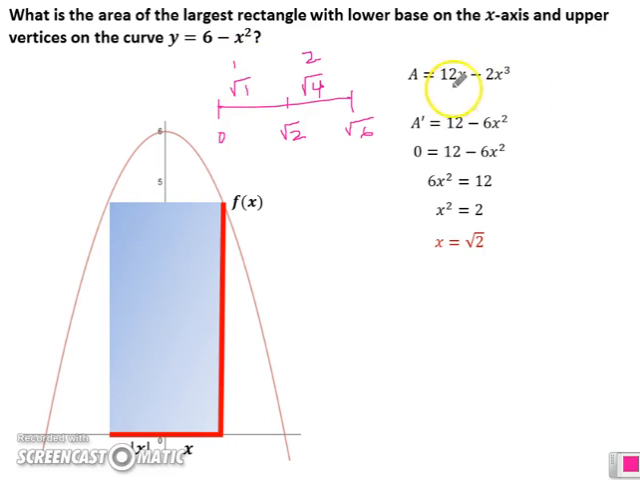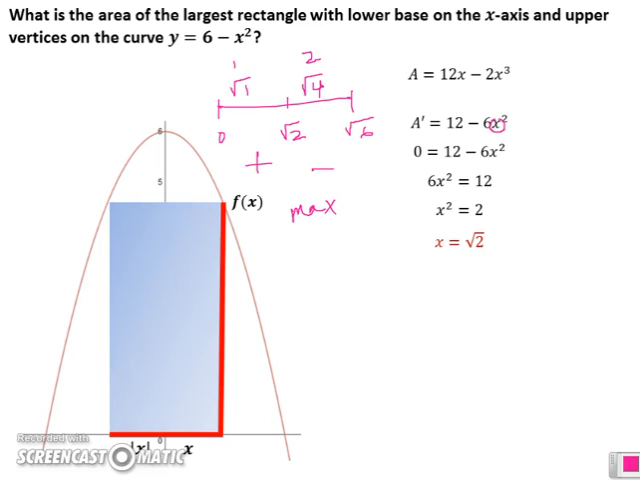So plug in a 1. Right there, you get 12 minus 6, which is a positive number. Plug in a 2 right here. You get 12 minus 24, which is a negative number. So that does prove there's a maximum because the sign of the derivative changes from positive to negative. Again, that's the first derivative test.